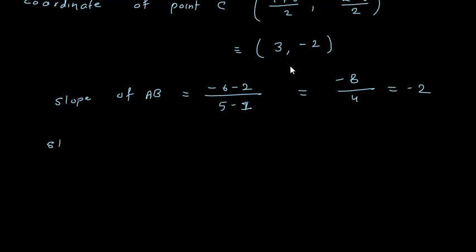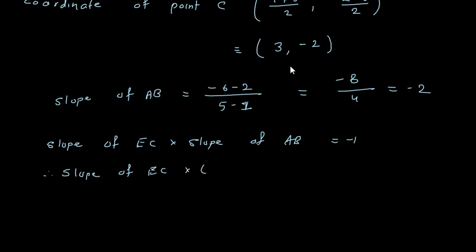Now slope of EC multiplied by slope of AB is equal to minus 1. We know they are perpendicular, so slope of EC multiplied by minus 2 is equal to minus 1. Therefore slope of EC is equal to 1 divided by 2.